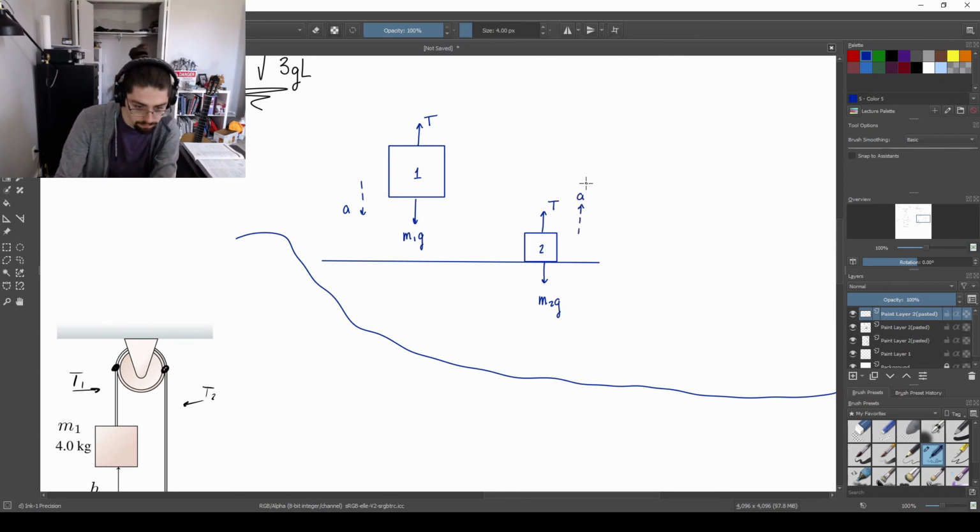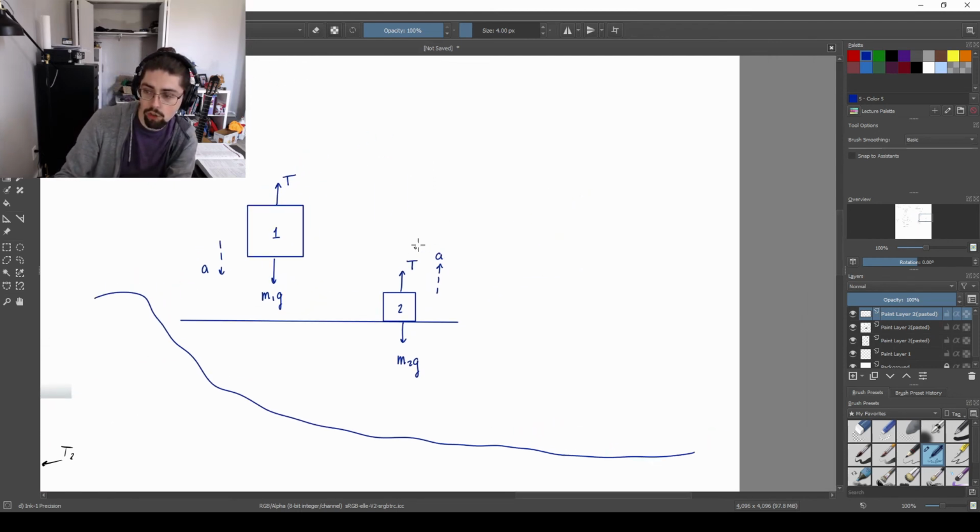I want the time. I know the distance that needs to be covered is h. If I can find this acceleration, then the time should follow right after that. So let's start there. Let me draw out each force equation. For block 1, acceleration goes downwards. Let's call our y direction up like this. Acceleration goes downwards: negative M1 times a. T is positive, M1g is negative. Block 2: M2a is a positive value because it points up. Tension is also positive, M2g is negative.